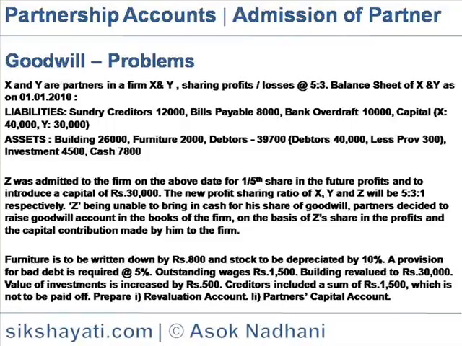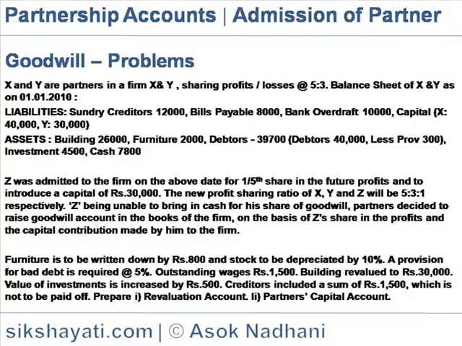Assets: building 26,000, furniture 2,000, debtors 39,700, which comprises debtors of 40,000 less provision for doubtful debts of 300, so that comes to 39,700. Investment 4,500, cash is 7,800.